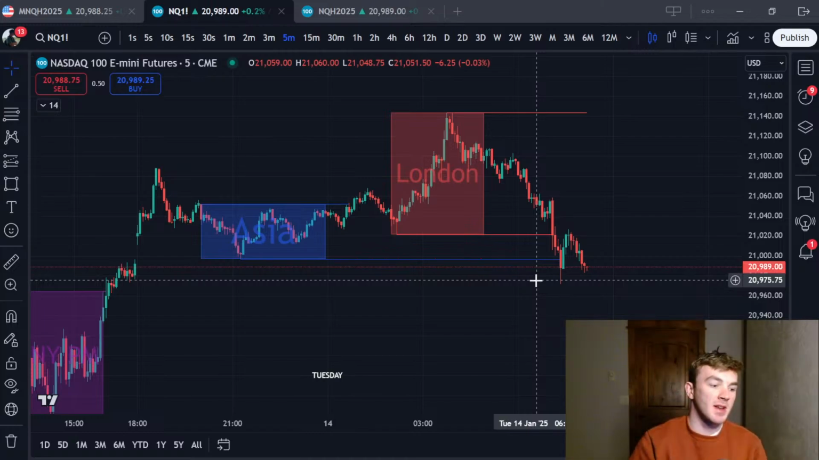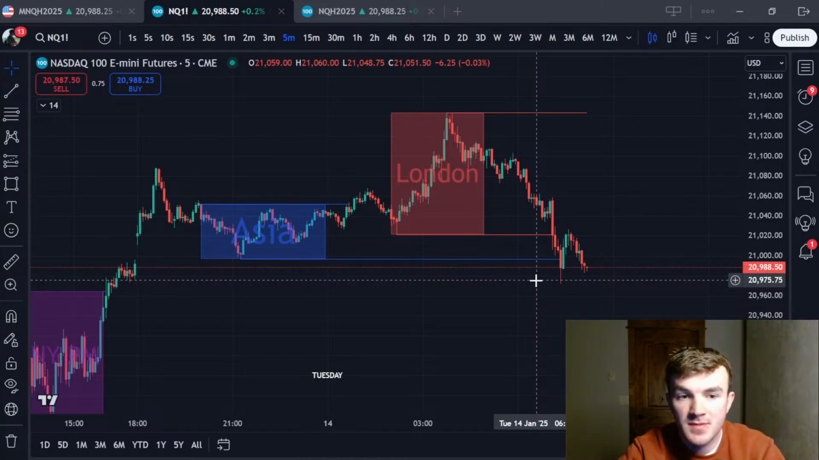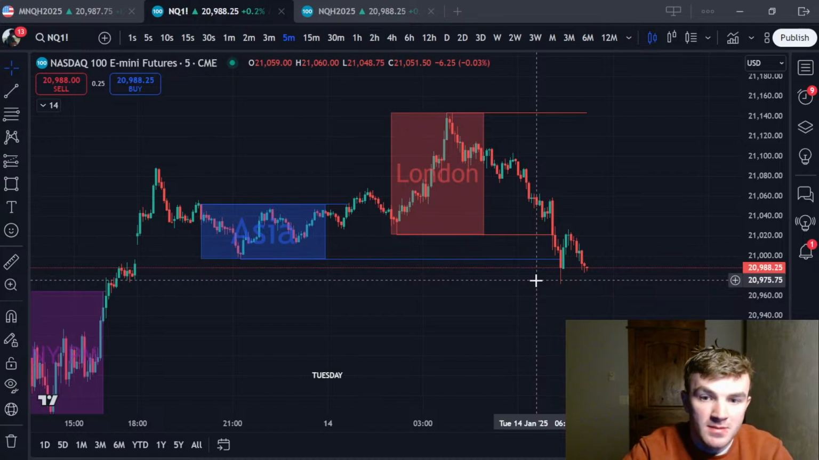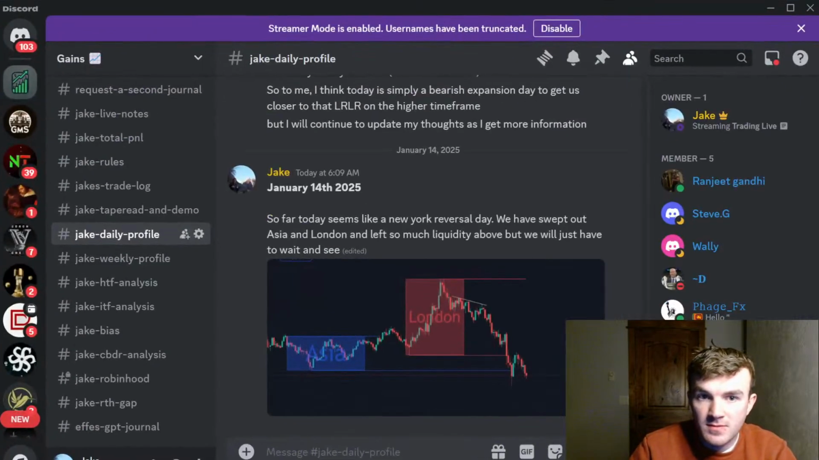I'm not overcomplicating the chart. I'm just looking at it for what it is. It looks like a New York reversal.